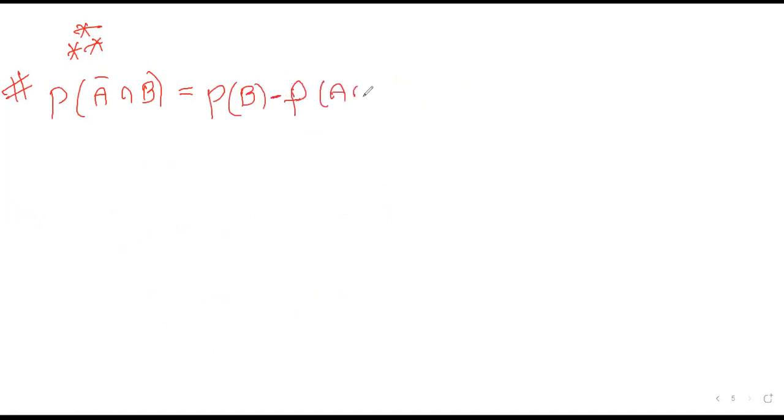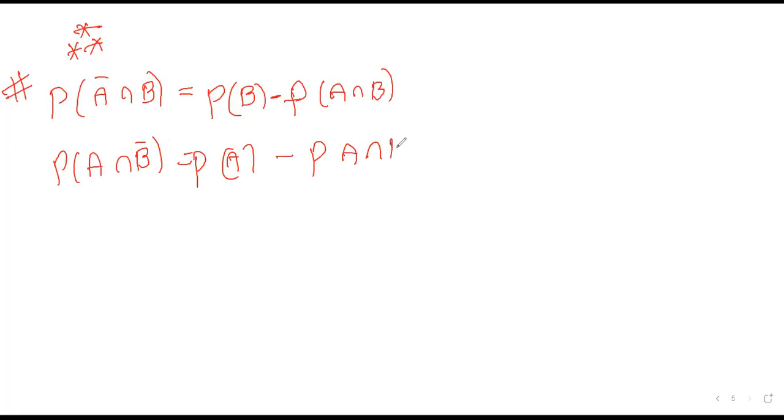Then similarly, we will not use these formulas, but you can remember. This is also important. P of A bar intersection B. Very, very important. These questions may come in CAT. P of A bar intersection B is nothing but P of B minus P of A intersection B. Similarly, P of A intersection B bar is equal to P of A minus P of A intersection B. You can remember, if the bar is on A, then you write P of B. If the bar is on B, then you write P of A. Then both have the same P of A intersection B.